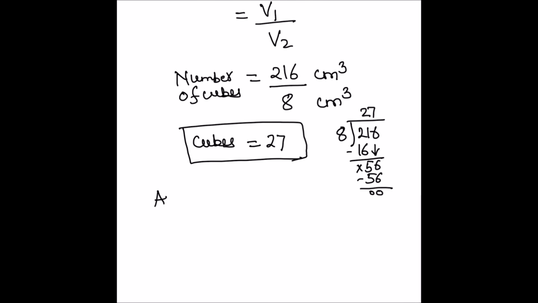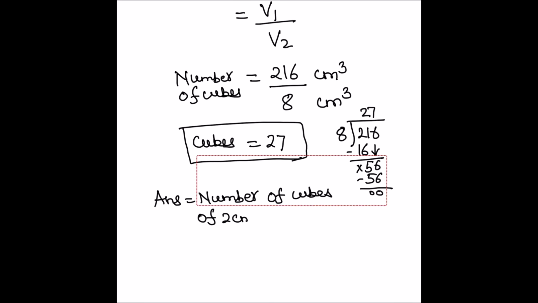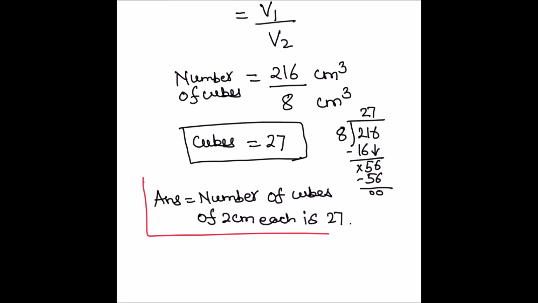So our final answer will be cubes of 2 centimeter each is 27. This is our final answer. We are going to box the answer and this completes our question number 9. Let's move on to our last question, which is question 10.